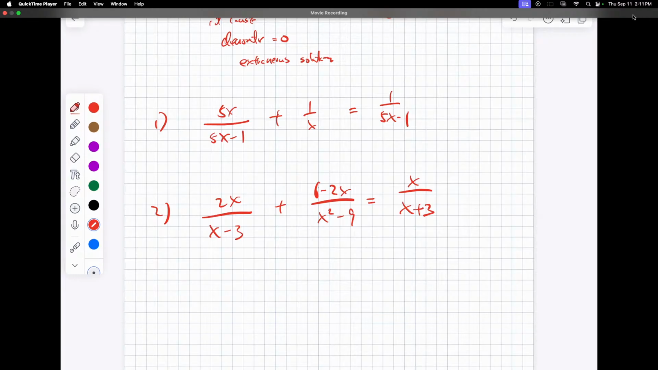The last one will be the hardest one. I don't know how many people will get there, but we can try. So the first one's the easiest one. Hopefully you check your bottom. There's one extraneous, so we're going to check.